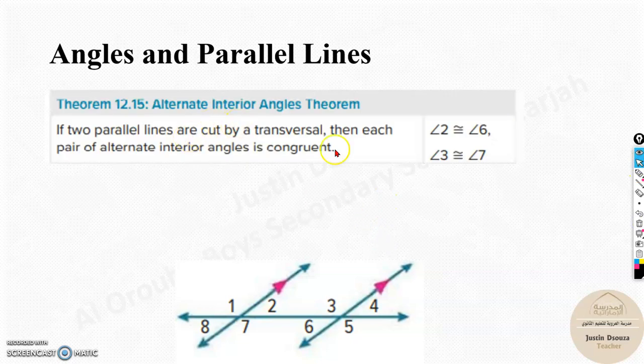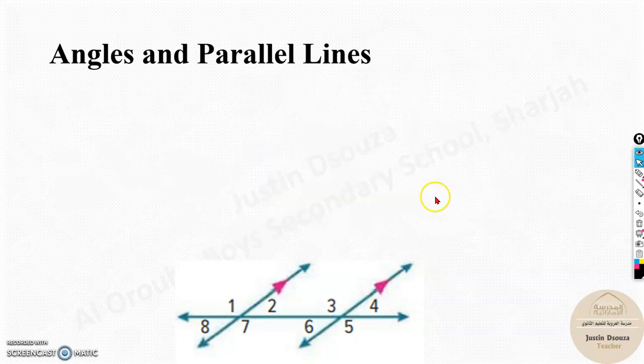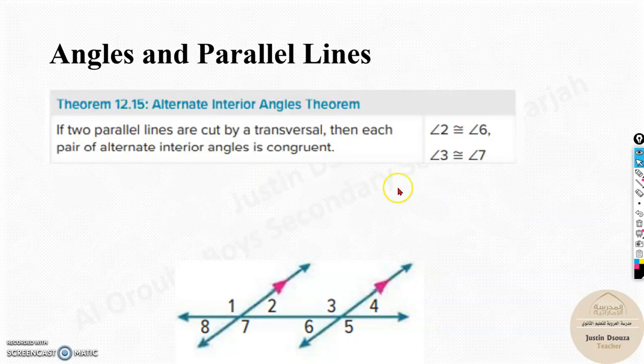We know about alternate interior angles. Before that, one thing I forgot to tell you: the theorem states that if the corresponding angles are there, whatever the measure of the angle is, they are congruent. So that is what the theorem says. It's basically what we had seen in the previous video.